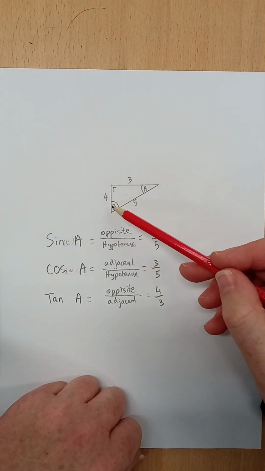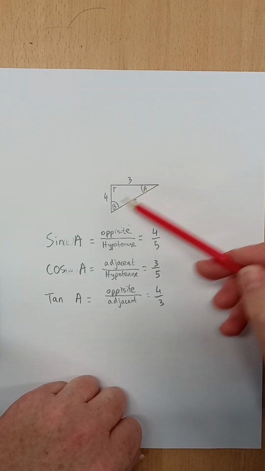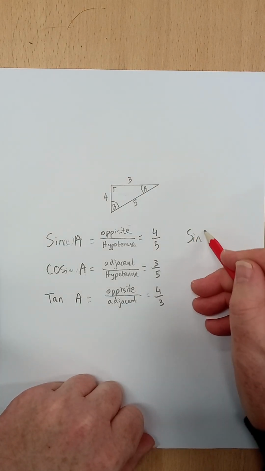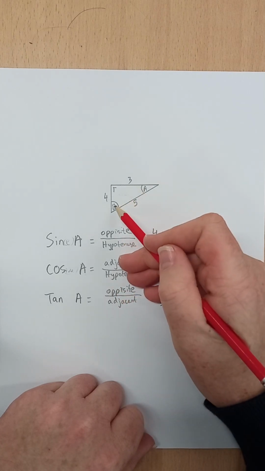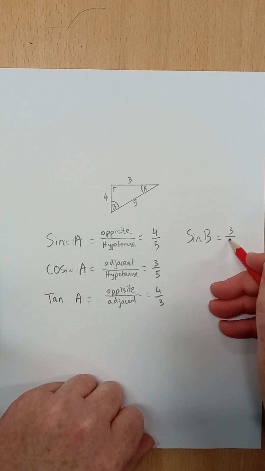Now, let's say I'm looking at it from B though. So I move from A to B. Let's see how this changes. The sine of B will also be opposite over hypotenuse, but opposite B now is 3. The hypotenuse is still 5.